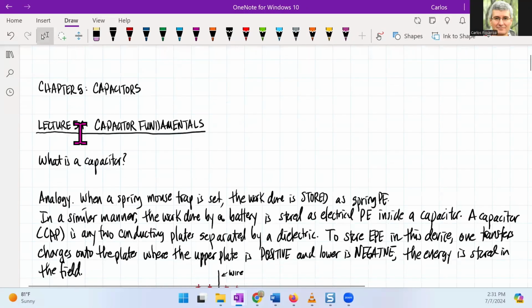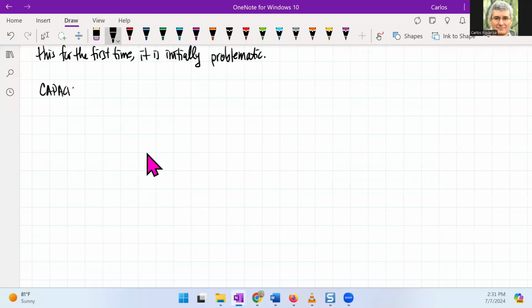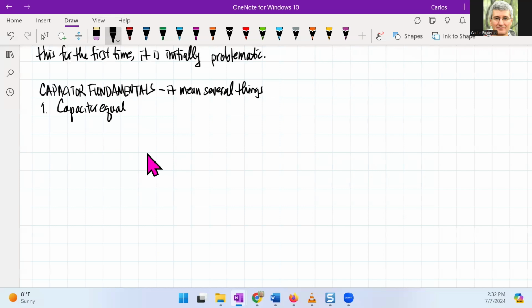So now we want to look at these fundamentals, okay? We want to look at the fundamentals. And what I'm going to say, and I'm going to do this over some chapters here, is that when I say the word capacitor fundamentals, I really mean that it means several things that we have to tackle. The first one is that we have to look at what's called the capacitor equation. And the capacitor equation essentially talks about the proportionality between charge and voltage.